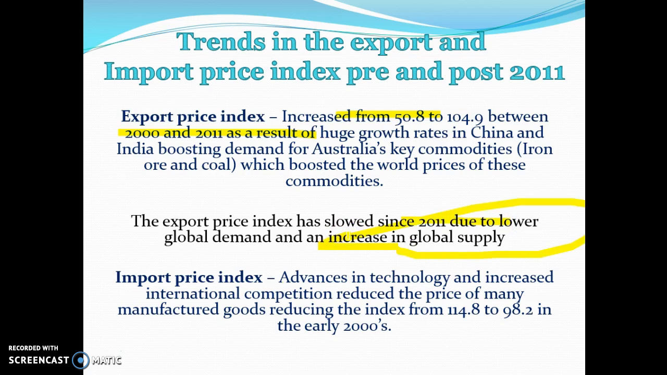In terms of the import price index, that went down a little bit because of advances in technology and increased international competition amongst different firms. It fell in the early 2000s from 114.8 to 98.2. So you can see, at this point here, we would have had a really low terms of trade when average export prices were 58.8 and the index for import prices was 114. And then by 2011, we'd had the terms of trade above 100 because export prices averages were higher than import price averages.